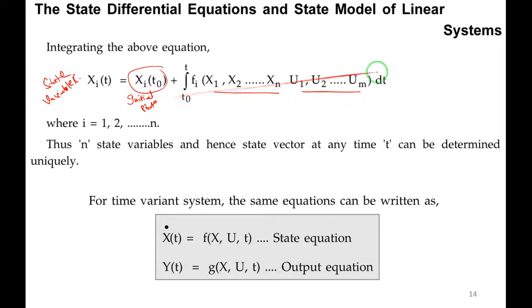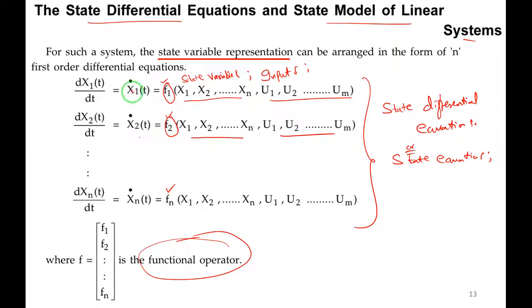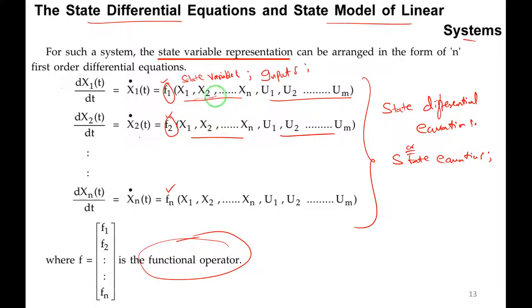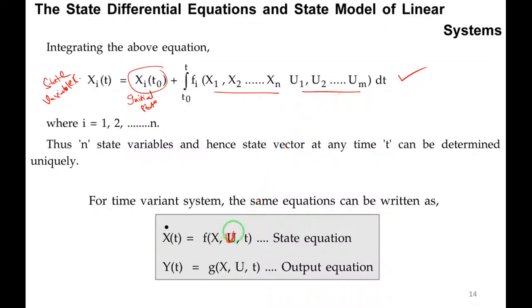Okay, if there are n state variables, this is the equation how we write, right? i runs from 1 to n. I hope, right? Okay, for time variant system, we have written x dot of t, or simply we'll write x dot of t is a function of the state variables. Let me call it simply x, meaning x1, x2, ... xn, and u1, u2, ... um, we call it simply u.